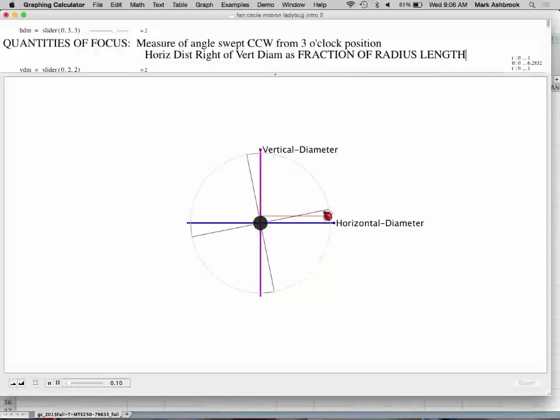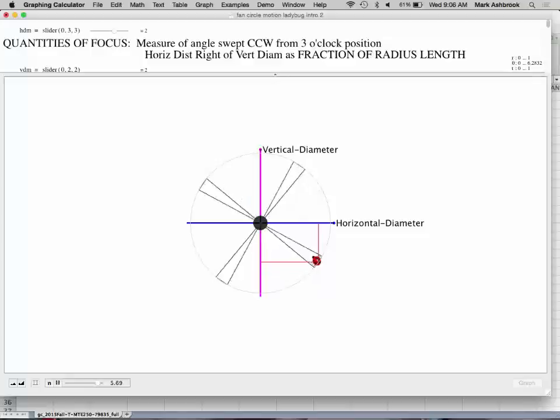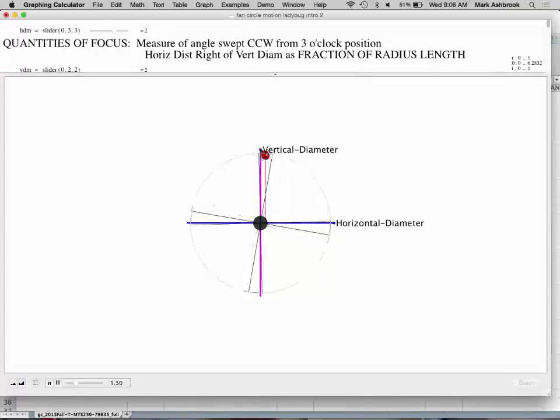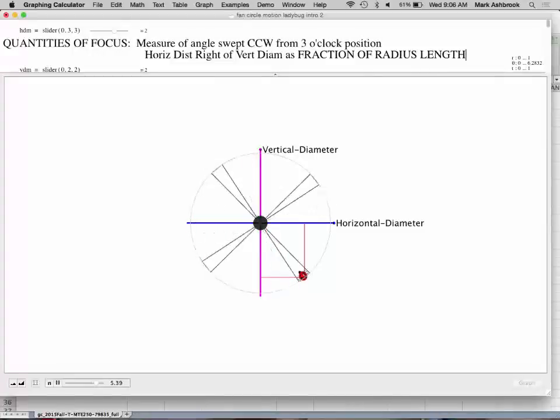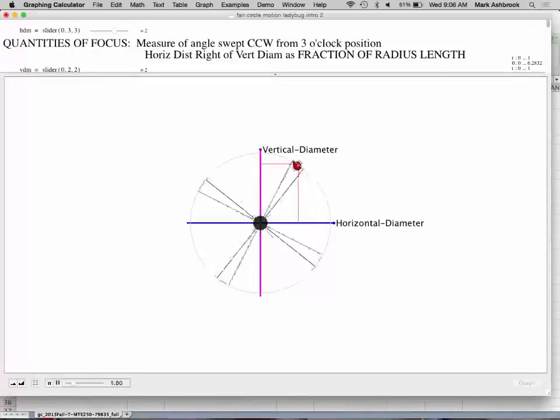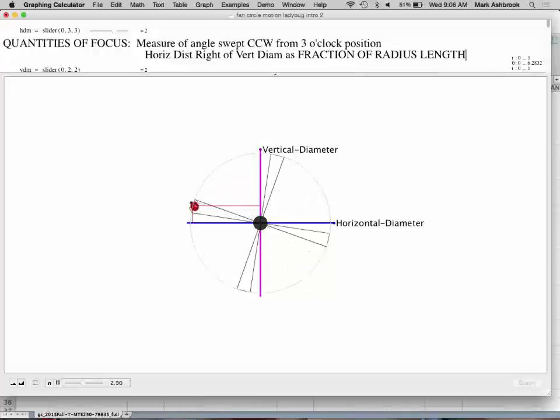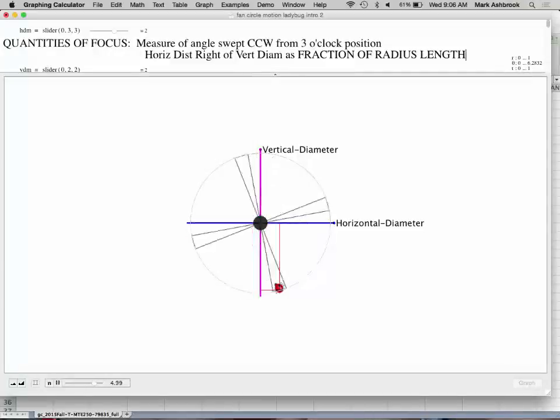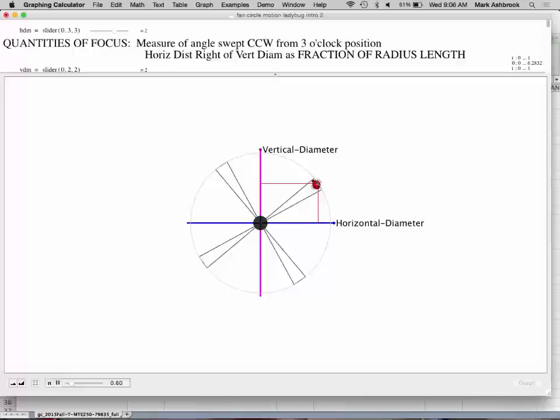Okay, so given an angle, as this angle is continually changing, that horizontal distance is continually changing. What's the maximum value of this quantity, the horizontal distance right of the vertical diameter as a fraction of the radius length? 1, right? When it gets to the right side of the circle, that horizontal distance achieves its max value of 1. And what's the minimum value? At the left side of the circle, -1.